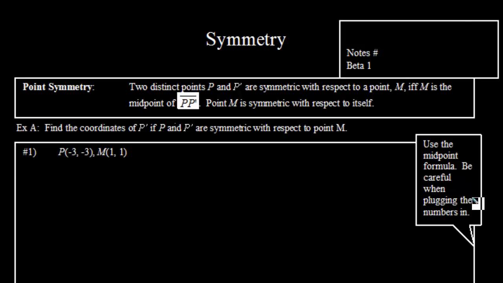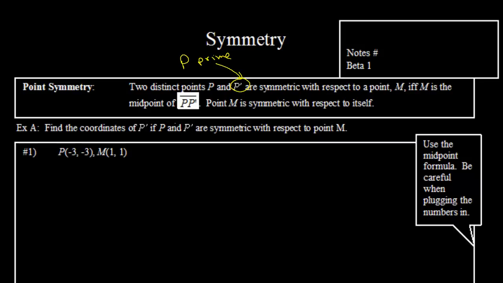Alright, this is the Beta 1 notes, and we are talking about symmetry. First thing we have here is point symmetry. Two distinct points, P and P prime. It's important to note this little apostrophe that you see here. We would say P prime. The little apostrophe, you pronounce it prime. It just means a different version of P.